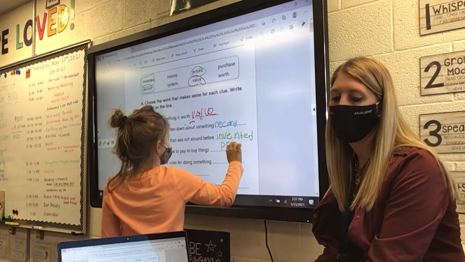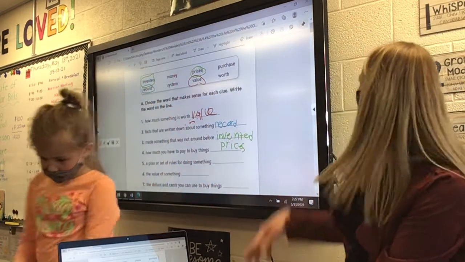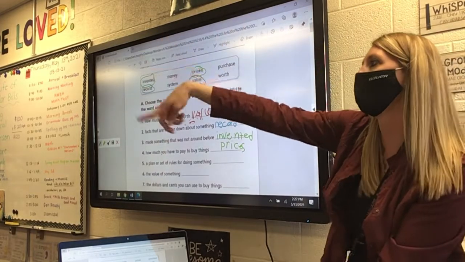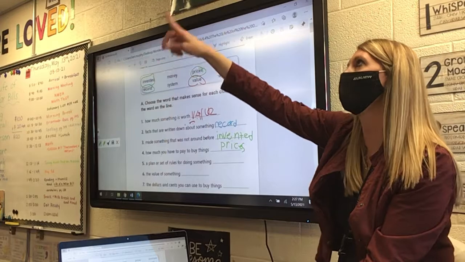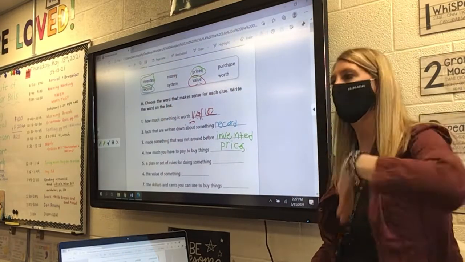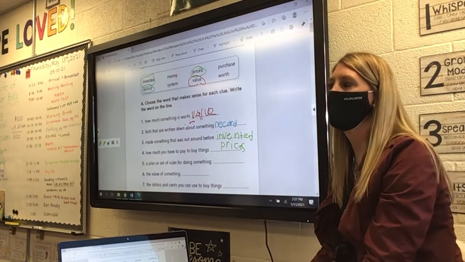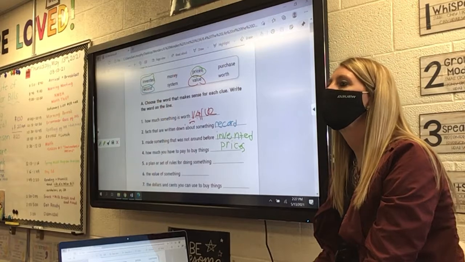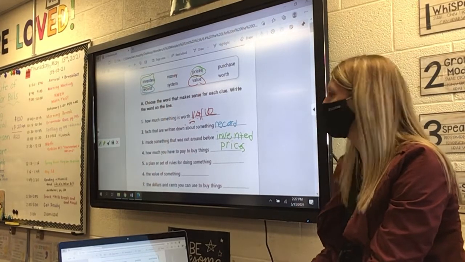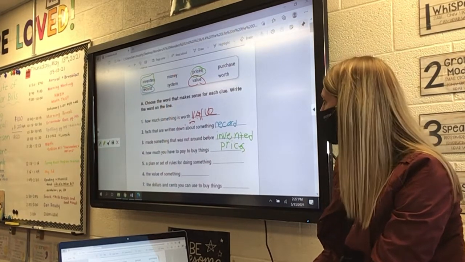Number 5. A plan or set of rules for doing something. So like this is Mrs. Murphy's plan and set of rules for my voice chart. That's my plan and set of rules for my behavior chart. That's my plan for the mailboxes, my hand in, my correction bin. What is it that I'm doing? Kaden, what do I have? I have a system. Good job, Kaden. Come up here. Good. A system for doing things.